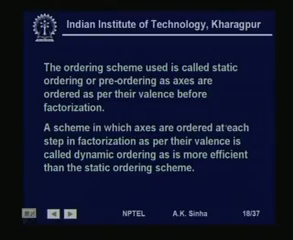If we try to order these matrices at each step of the factorization itself, as the rows are being factored, then we have what we call a dynamic ordering. That is, a scheme in which rows are ordered at each step in factorization as per their valence is called a dynamic ordering, and is generally more efficient than the static or pre-ordering algorithm.